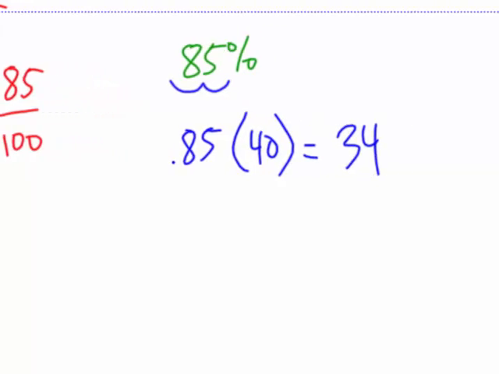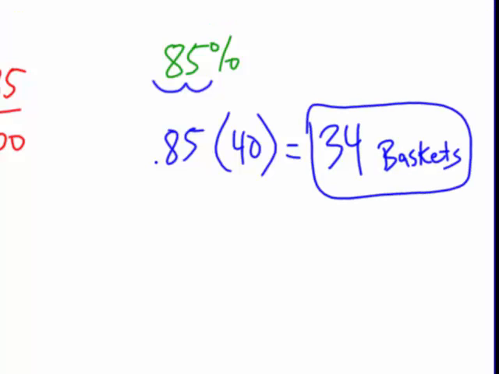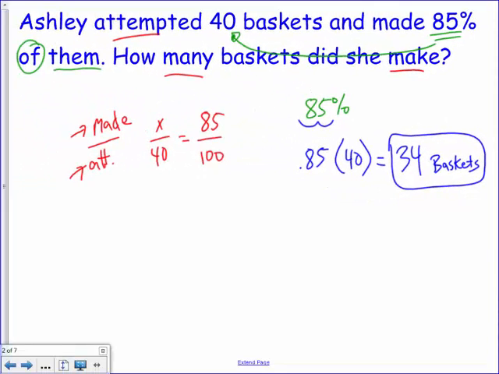So that gives me 34. And make sure with all your story problems, we have a label. So she made 34 baskets. Always have labels. Okay, so the percent proportion's fine, but why not go the quick route now that we got this equation, finding percents of numbers?